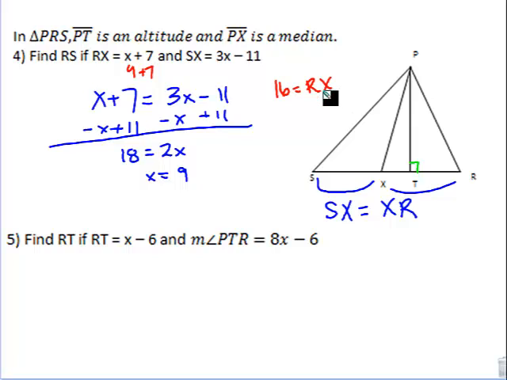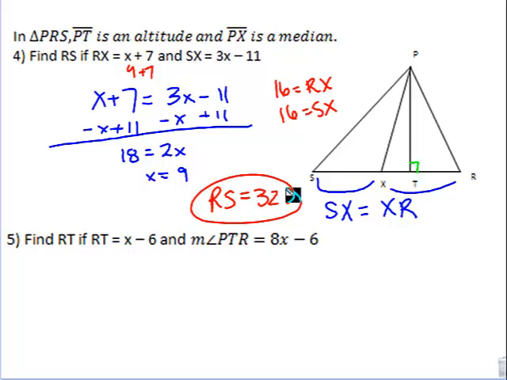Now we also know that RX and SX are the same, so that means that SX must also equal 16. So the total distance from R to S should be 16 plus 16, or 32. So RS is 32.